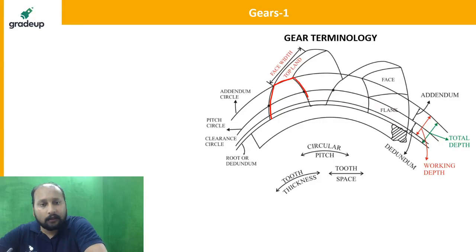This is a three-dimensional view of the teeth. Fine. We will have many teeth, so these are the two corresponding sets of teeth. The top portion is known as the top land, and this width is known as the face width.